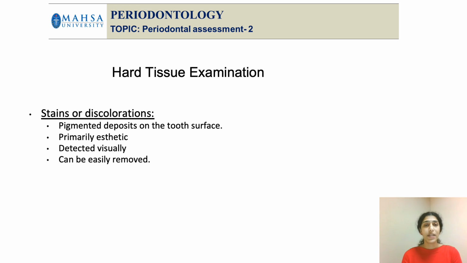Under hard tissue examination, the most common or obvious relevant examination from a periodontal point of view is the presence of stains, deposits, or any pigmentation. Stains and discolorations are usually very obvious. The patient may complain of an unaesthetic appearance, and they can be easily detected. It is no great examination. You just perceive it visually, sometimes with natural light, try to dry the area of the teeth and then look at it. Most of the stains can be removed with scaling.